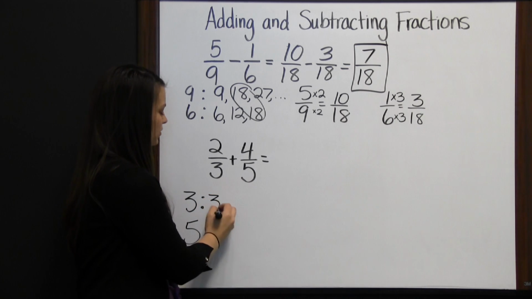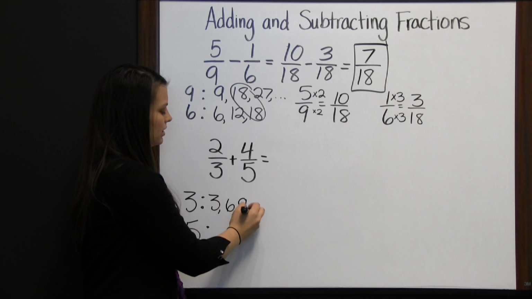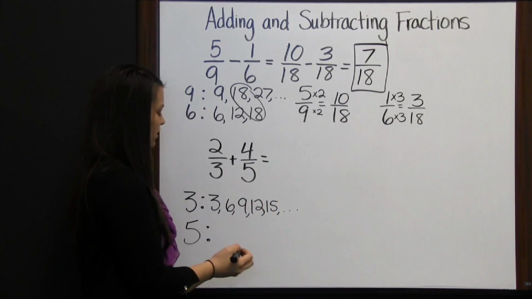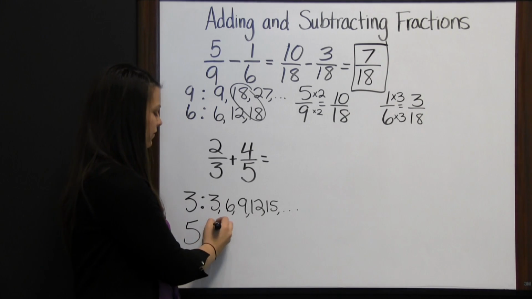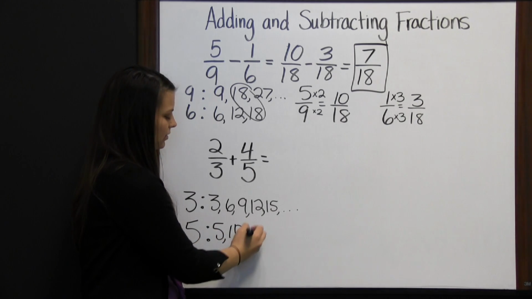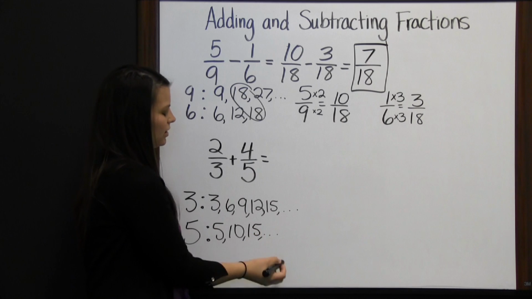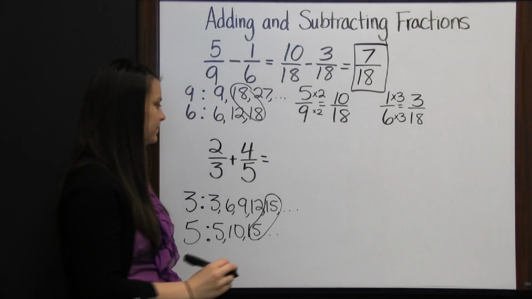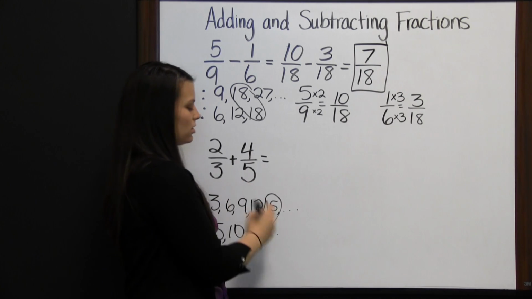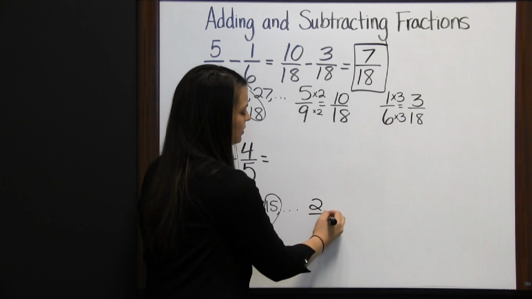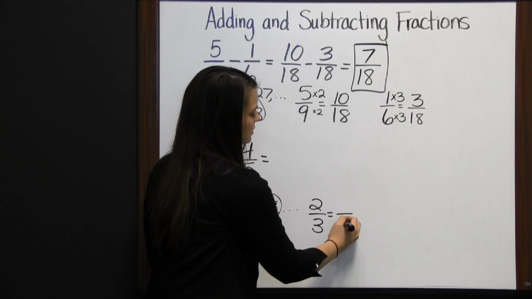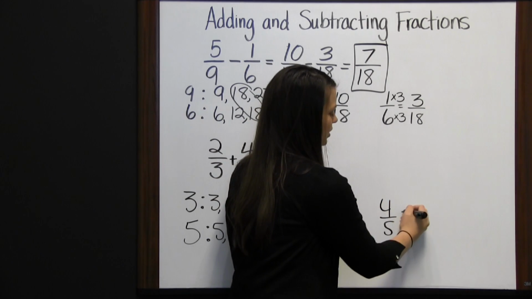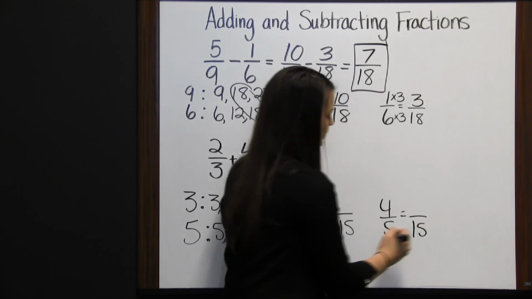So I'll list the multiples: 3, 6, 9, 12, 15. And my multiples for 5: 5, 10, 15. So my least common multiple is 15, which means I'm going to change both my denominators to something over 15. 2/3 equals something over 15. And 4/5 equals something over 15.